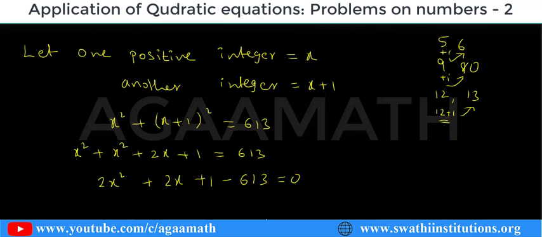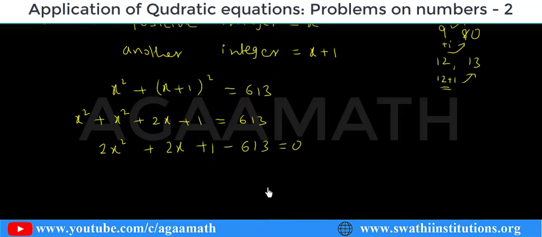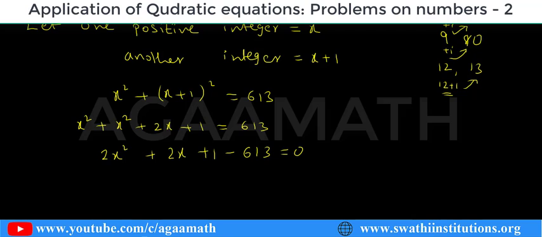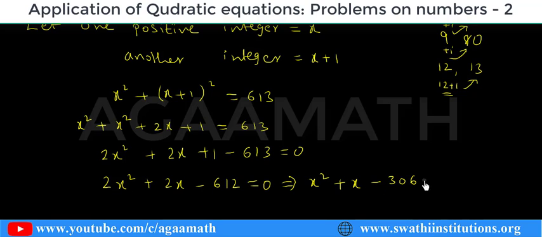Now 2x square plus 2x minus 612, that is 1 minus 613, equals 0. If I divide each term by 2, because we can divide by 2, I get x square plus x minus 306 equals 0. Now this is the standard form of the quadratic equation we got.